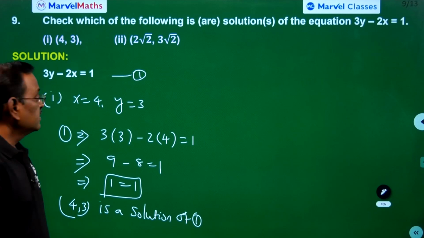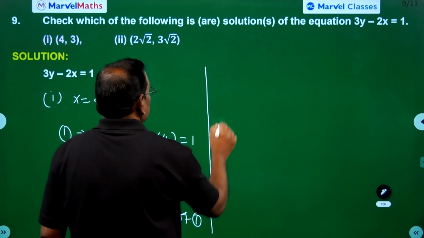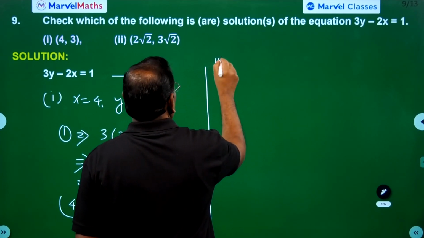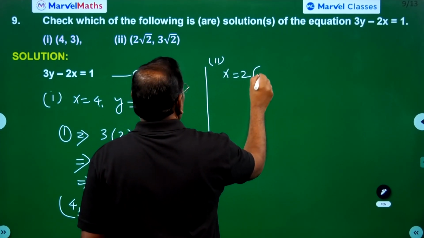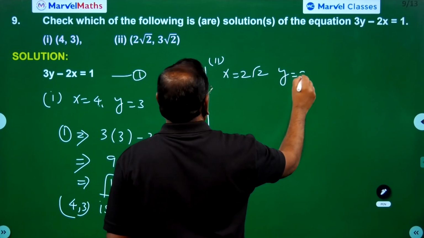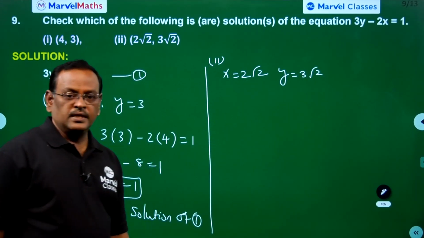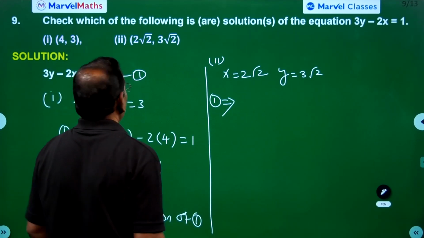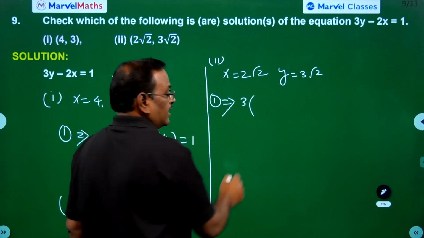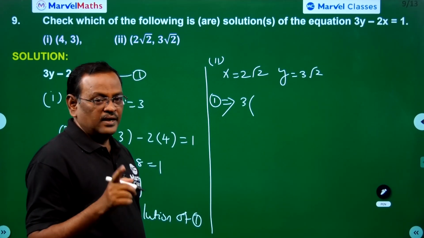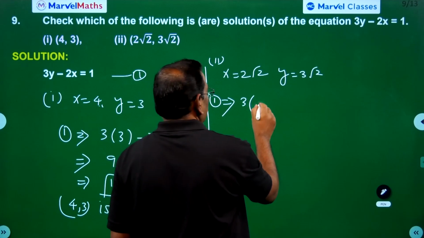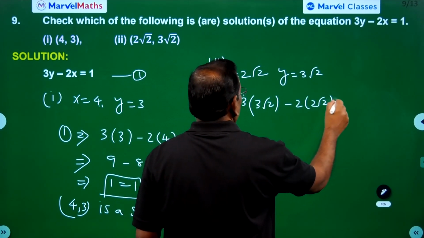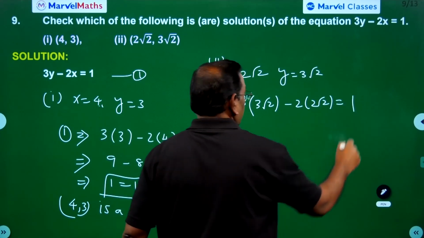Similarly, verify the second point. The second point is x equal to 2 root 2, y equal to 3 root 2. Substitute in the linear equation. So, what does equation 1 imply? It is 3 into y. Again, not the value of x, the value of y. The value of y is 3 root 2, minus 2 into 2 root 2 equal to 1.